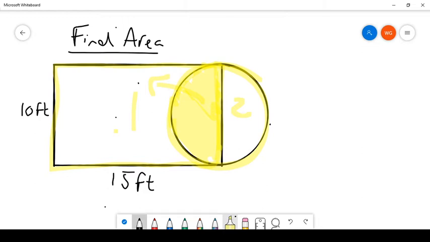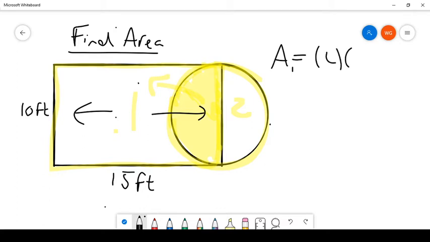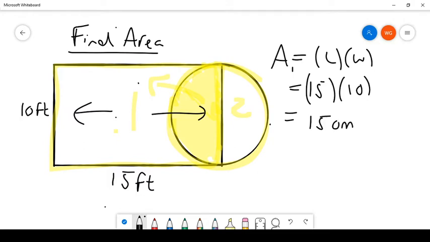So the area of shape 1 is quite straightforward. The area of shape 1, this entire rectangle from here to here, is just length times width. That will equal 15 feet, FT is feet, which is an imperial measure as opposed to a metric measure, times the width, which is 10. And 15 times 10 is 150 feet squared.